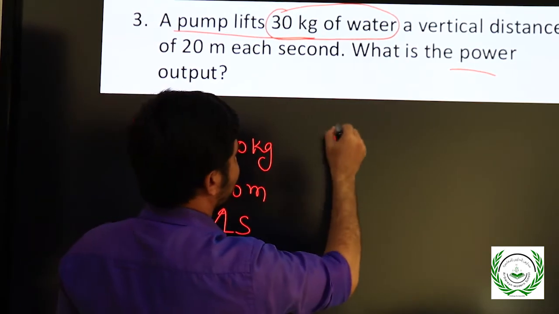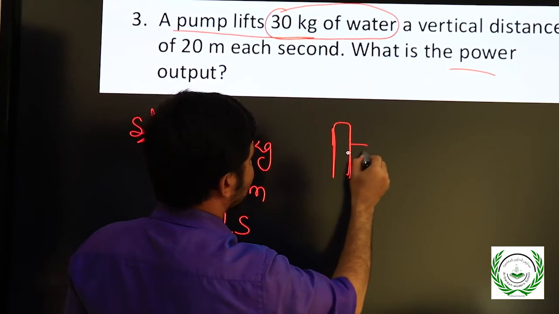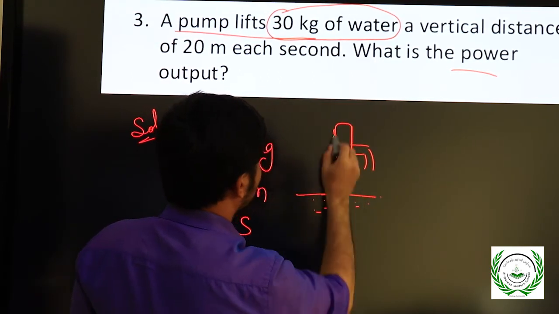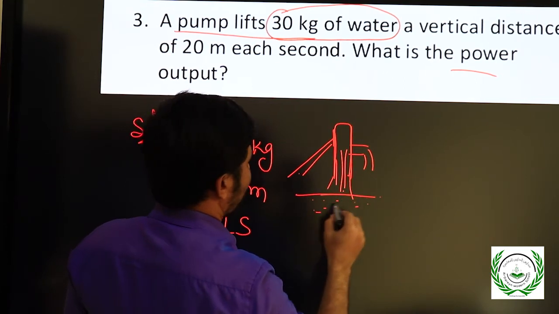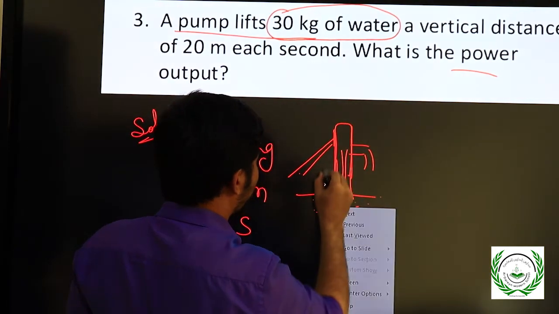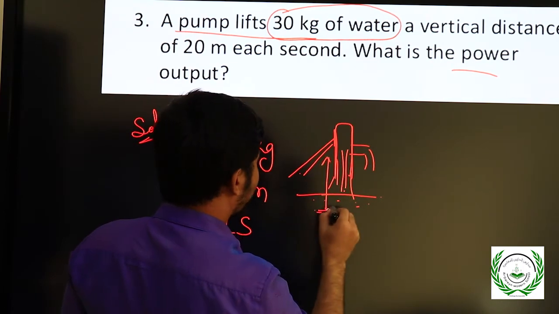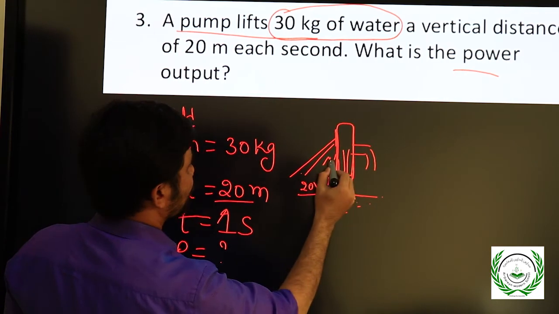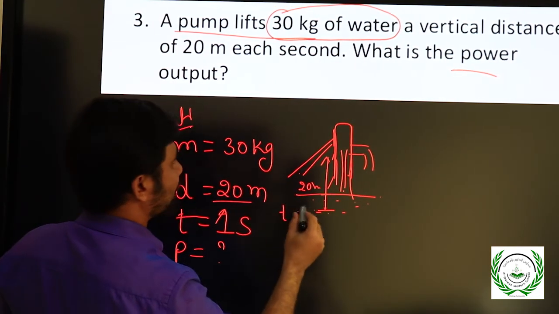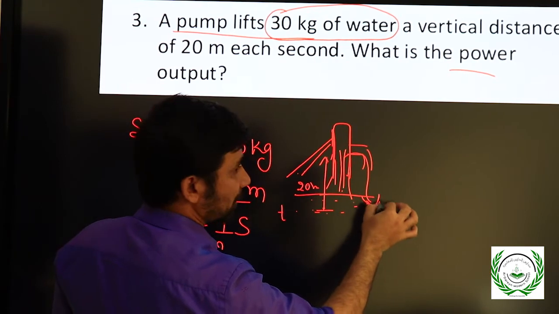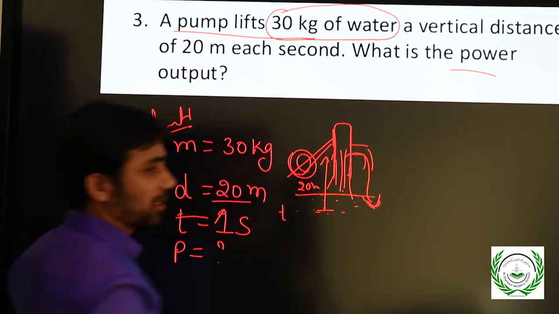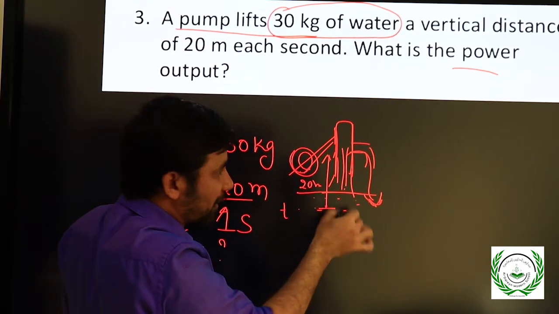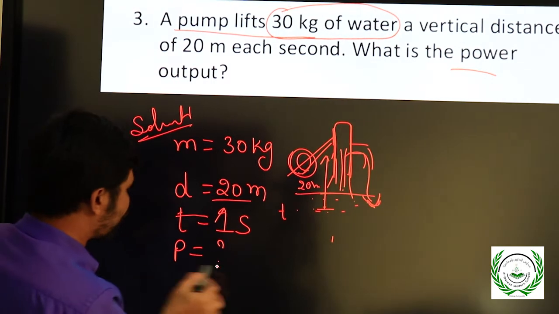If you take a pump, it should reach up to here, which is nothing but 20 meters. Within 1 second, the water should come. Means how much power we need to apply so that the water which is present at 20 meters comes out within a second, that we need to find.